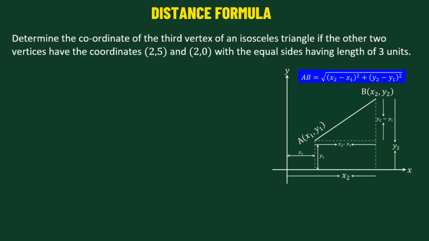So here in this problem, we need to determine the coordinate of the third vertex of an isosceles triangle if the other two vertices have coordinates (2, 5) and (2, 0), with the equal sides having length of 3 units. So let's try to understand the problem graphically first.